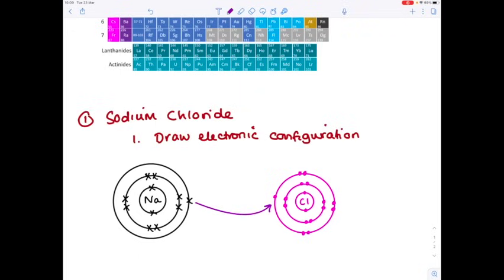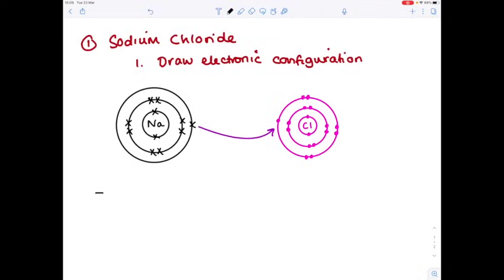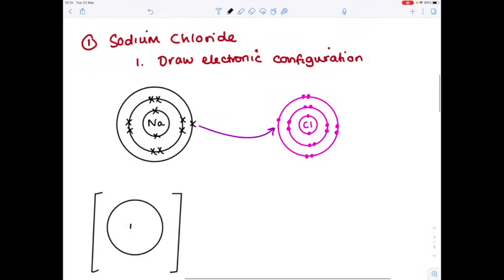So in your final answer in the exam, you'll be asked to draw the ions which are formed, and it always looks like this. You want to start with square brackets. You want to draw the outer shell. You don't need to worry about drawing the inner shells, but it's perfectly fine if you want to do that, showing that it has a full outer shell. Because this is the new outer shell for sodium. Now it's lost an electron.